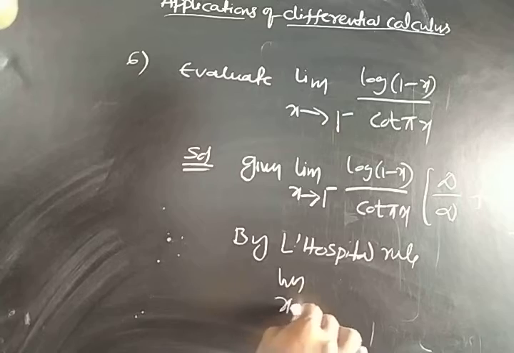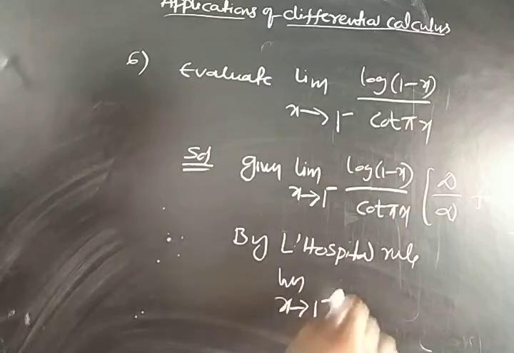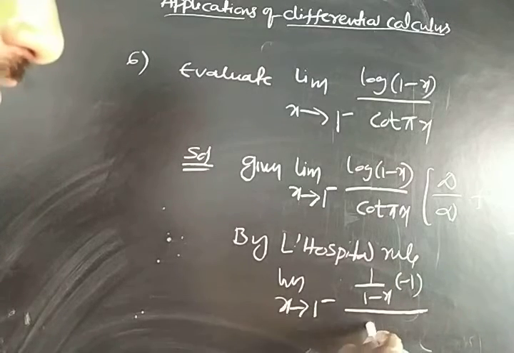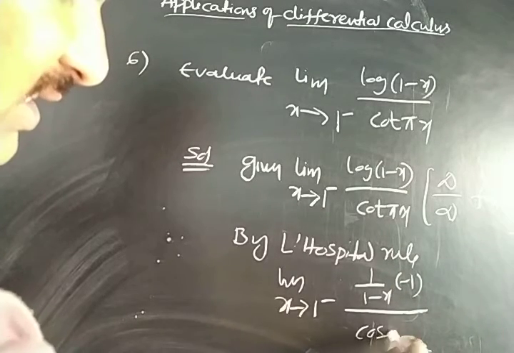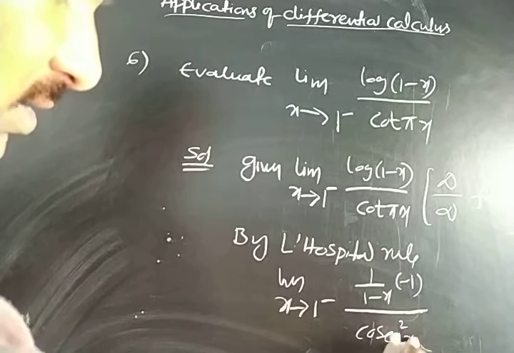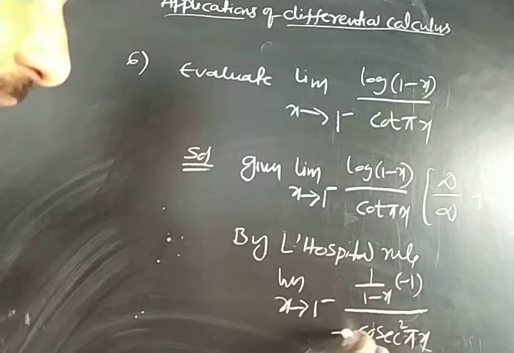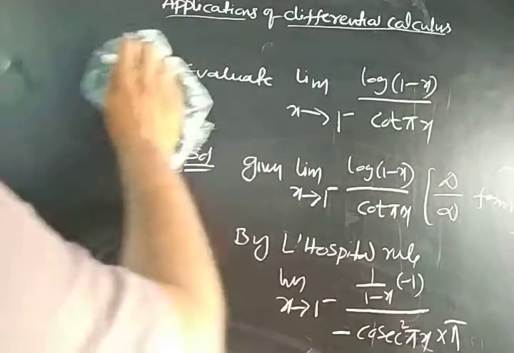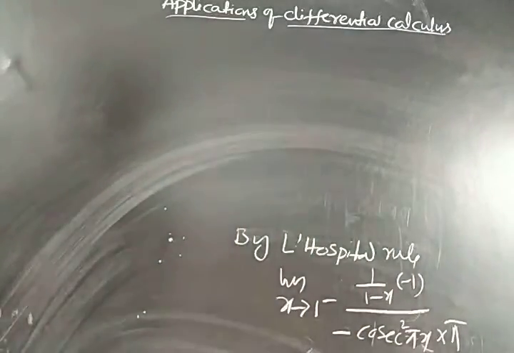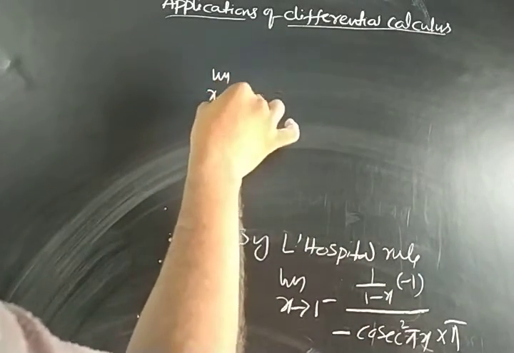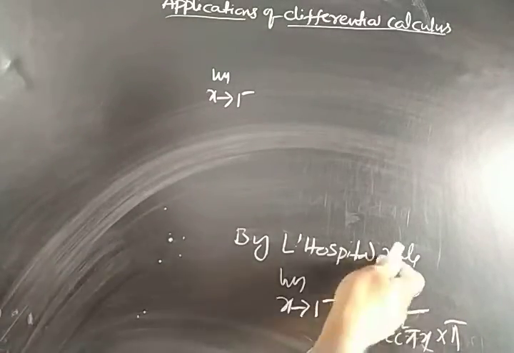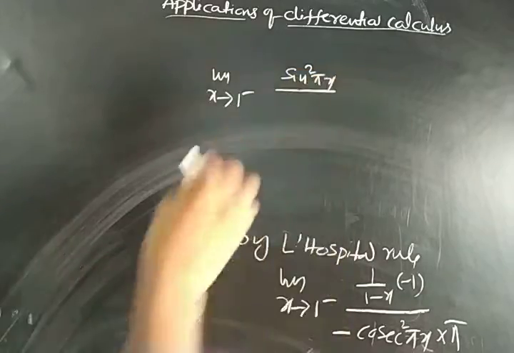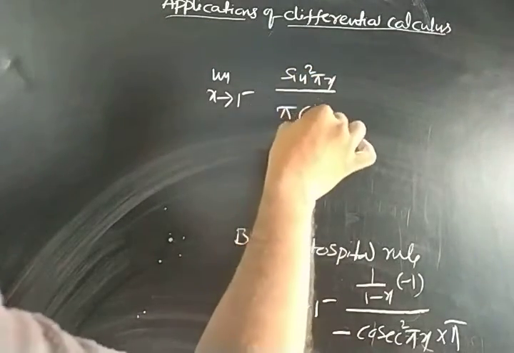limit x tends to 1 minus, differentiating the numerator, log derivative is 1 by 1 minus x times minus 1, by cot derivative, which is minus cosecant square pi x, and pi x derivative is pi. So we got the limit, I am simplifying this, x tends to 1 minus, the minus cancelled, 1 by cosecant pi, we can write sin square pi x in the numerator, and the denominator is pi into 1 minus x.